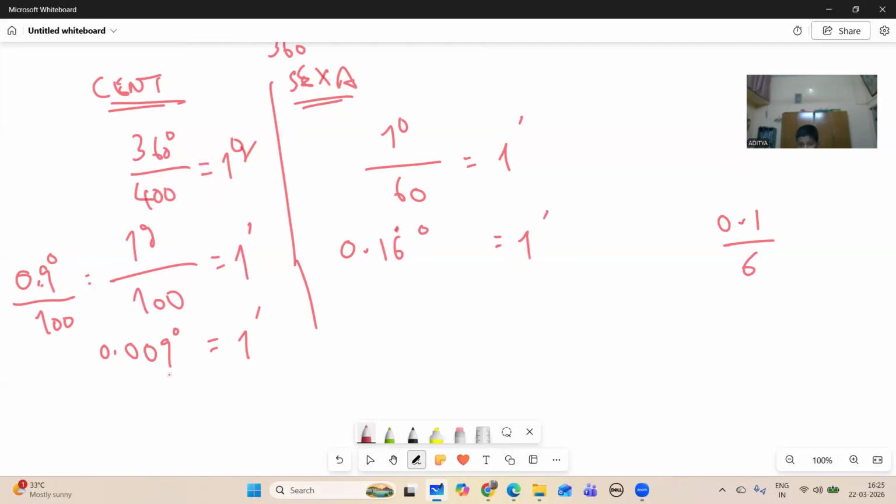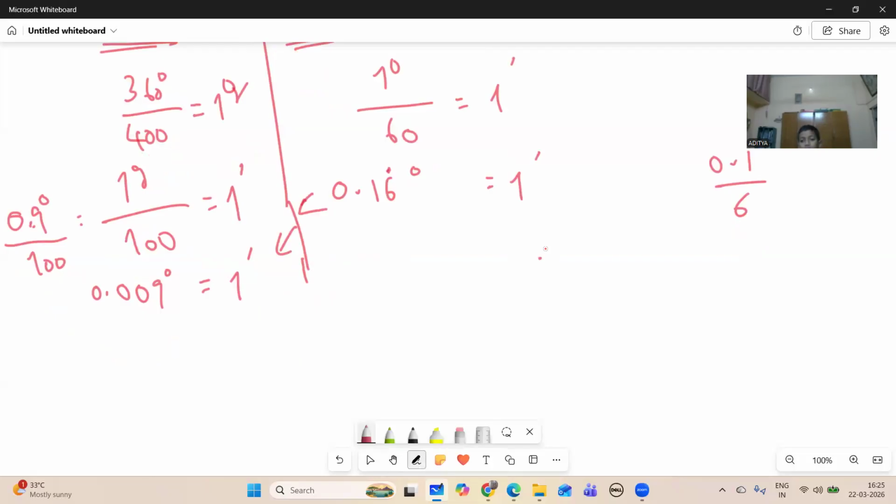We compare these two. This is 0.009 degrees. This is 0.16 degrees. This is definitely larger. This is larger than this. Okay? That's how the minute in sexagesimal is larger than the minute in centesimal. Similarly, you can compare the seconds also.